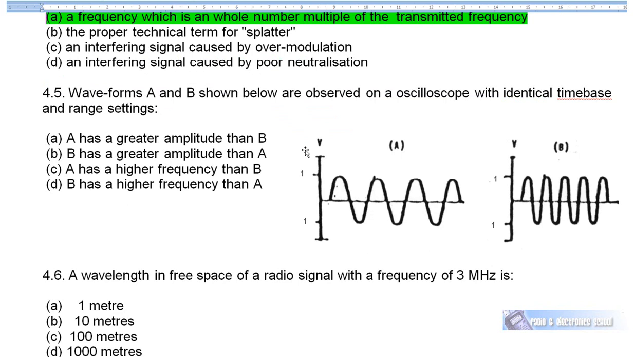Question 4.5. Waveforms A and B shown below are observed on an oscilloscope with an identical time base. That means that the trace on the oscilloscope is being drawn at the same speed. And they're asking you a question about frequency. Which one of these is the higher frequency? Well, this one has 1, 2, 3.5 cycles. This one has 1, 2, 3, 4.5 cycles for the same time base, for the same duration, length of time on the x-axis. So we'd have to say that B has a higher frequency than A.